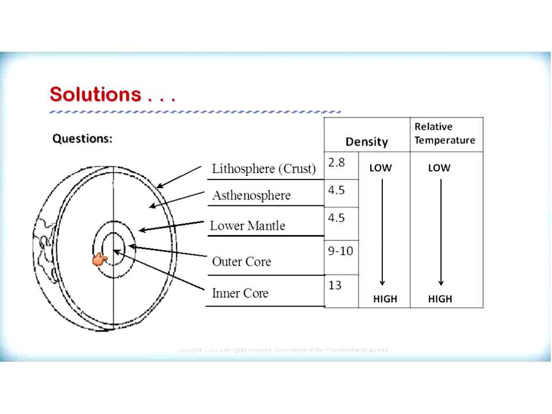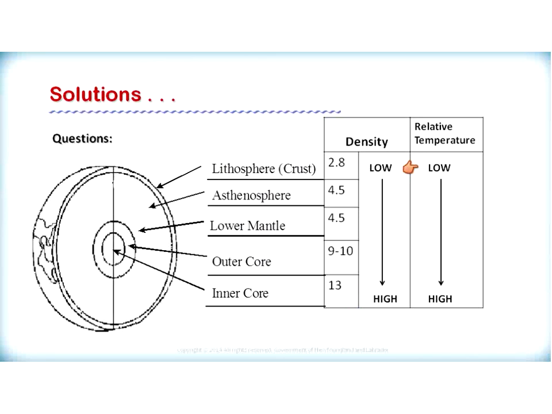Also, you should note the density. Here we do not need to be so specific to say that the density of the lithosphere is 2.8 and the density of the inner core is 13 grams per cubic centimeter, but relatively, the outermost portion of the Earth, the lithosphere or crust, has a low density as compared to the inner core, which has a high density. Therefore, we see that density increases with depth inside the Earth.